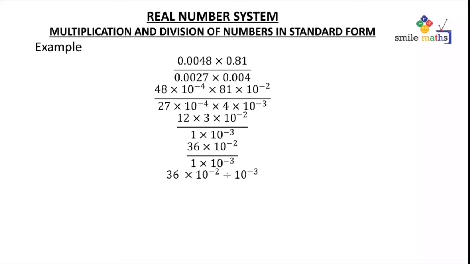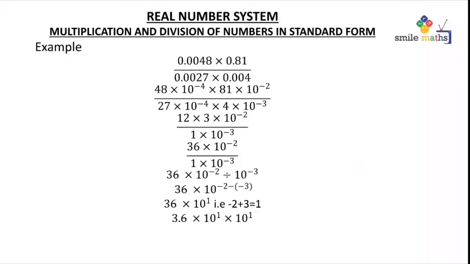And from indices, we say that if they have the same base and they are dividing, we subtract the powers. So giving us 36 times 10 to the power negative 2 minus negative 3. And this gives us 36 times 10 to the power 1. That is negative 2, then with negative times negative giving us positive. So we have negative 2 plus 3 giving us 1.